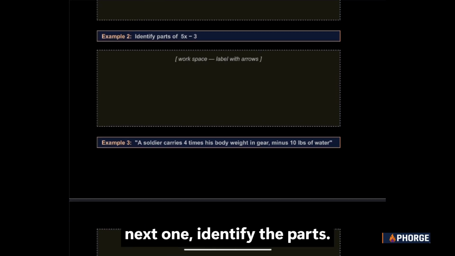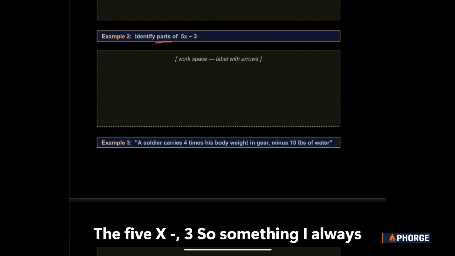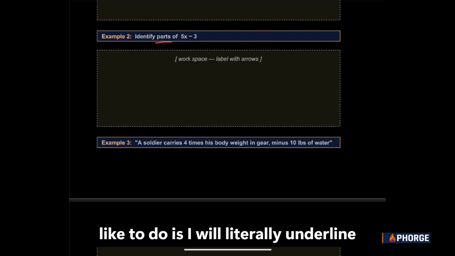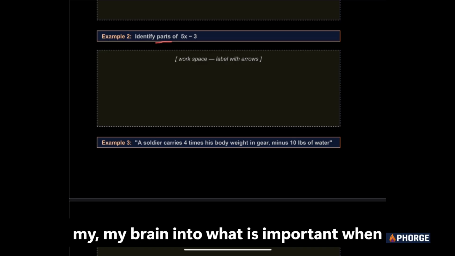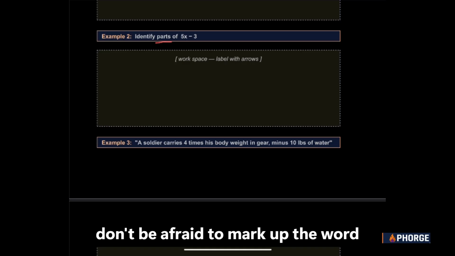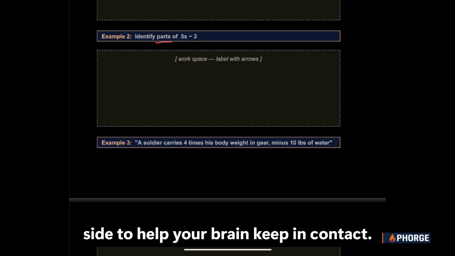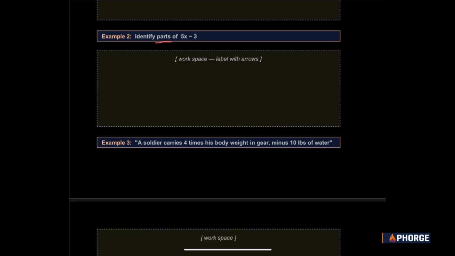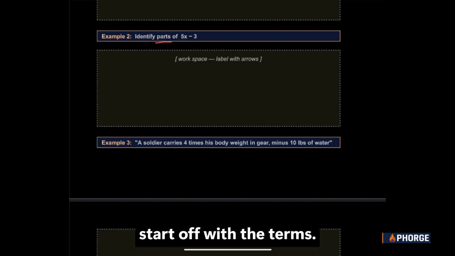Identify the parts of 5x minus 3. Something I always like to do is literally underline, like I just did, the parts, to key my brain into what is important when I'm looking at the problem. Don't be afraid to mark up the problem or write little notes off to the side to help your brain key in on what's important. Okay, so let's start off with the terms.